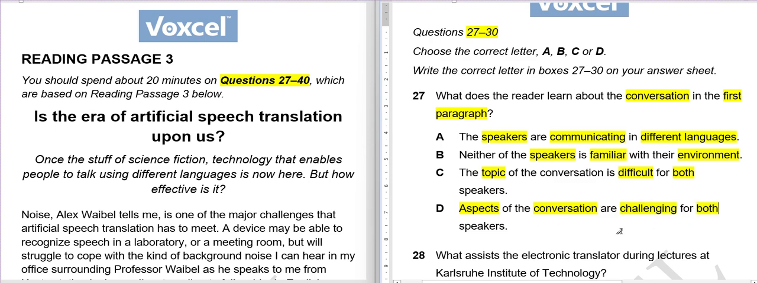Okay, now you have to be very careful about the similarities here. They're saying neither speaker is familiar with the environment, and they're saying that the aspects of the conversation are challenging for both. Like they know where the other person is, or what kind of environment, or what topics the other person is talking about, but the way they are conversing is basically difficult. Let's see what kind of information is given in the first paragraph.